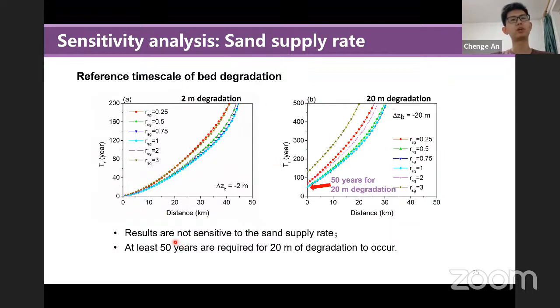And we found that the results are not very sensitive to the sand supply rate, especially with the 2-meter degradation scenario. The different lines are very close to each other. And for the 20-meter degradation scenarios, the case of RSG equal to 1 shows the most rapid degradation. Even so, at least 50 years are required for 20 meters of degradation to occur at the most upstream part; TR is about 50 years, which is still much slower than the observation.